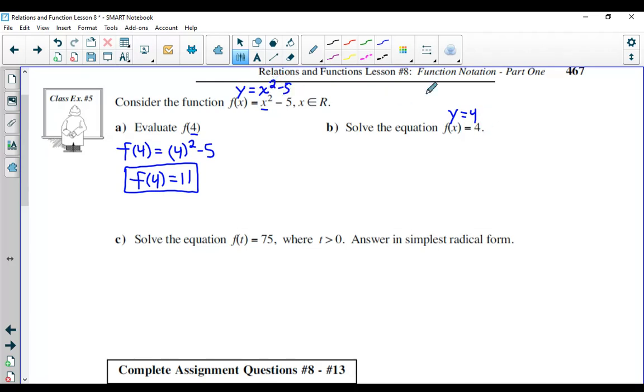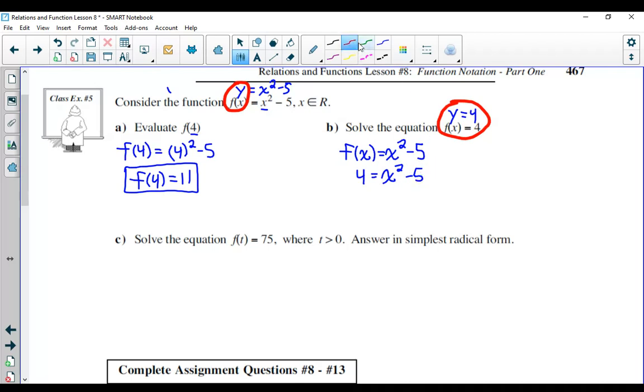So this time around, it's giving you the output value, which is y is 4, or f of x is 4. We're going to sub it in here. So let's write this down. We'd have f of x is equal to x squared minus 5, and f of x, or y, has a value of 4. So we're going to plug it in at this location. So 4 is equal to x squared minus 5.